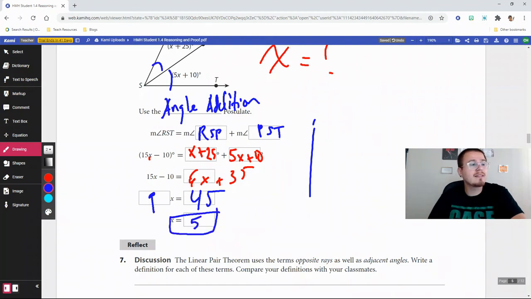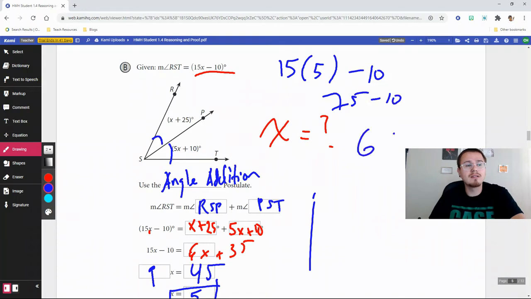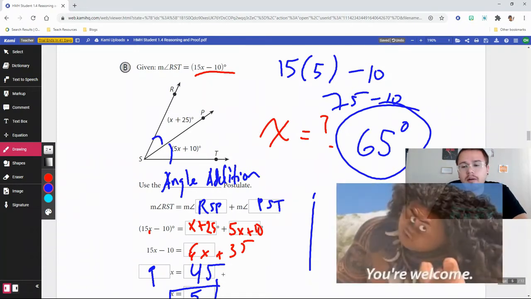So we know that x equals 5, but what does that tell us? Nothing unless we do something with it. So to figure out what this whole angle measure actually is, we substitute it back in. So 15 times 5 minus 10. 15 times 5 is, break it up, 5 times 10 is 50, 5 times 5 is 25, that's 75. Minus 10, 65 degrees. Which matches our diagram because that's an acute angle. You're welcome. All right, let's keep moving.